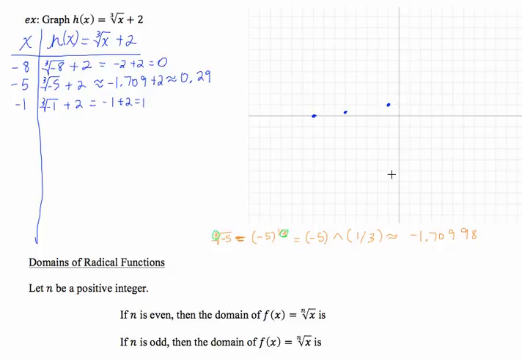But it's not going to be a line, okay? No cubed root or square root or any radical function will ever be a straight line. There's always going to be some bit of a curve to it. Let's try 0 because that one looks easy. Cubed root of 0 is 0.